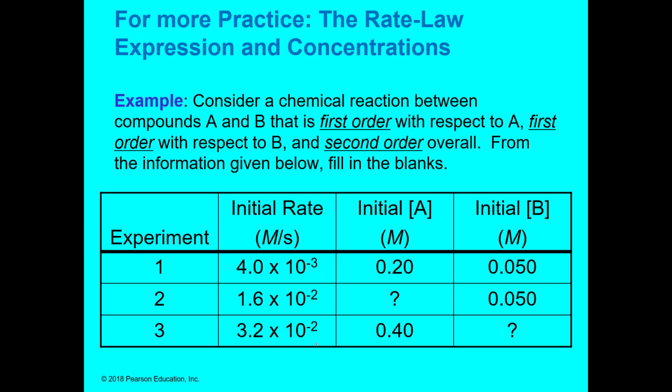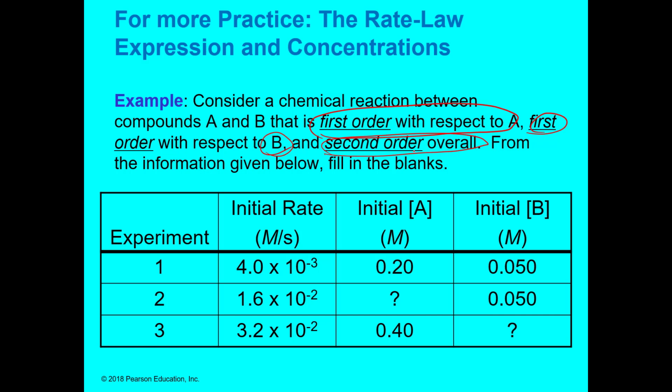Okay, so here's a third kind. This is one where I have stuff missing in the chart, and this is where you've got to know how to rearrange equations. So consider a chemical reaction between compounds A and B, and I'm already telling you basically what the rate expression is, because I'm telling you that it's first order with respect to A, first order with respect to B, and second overall.